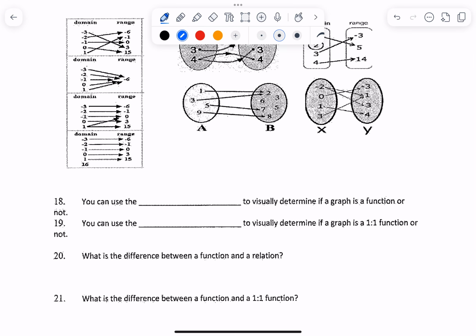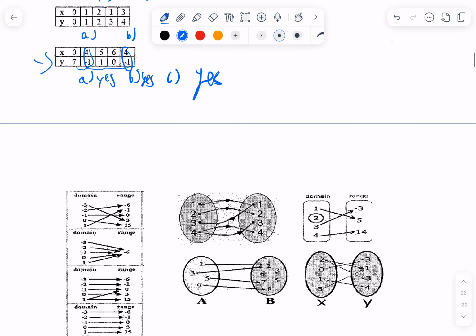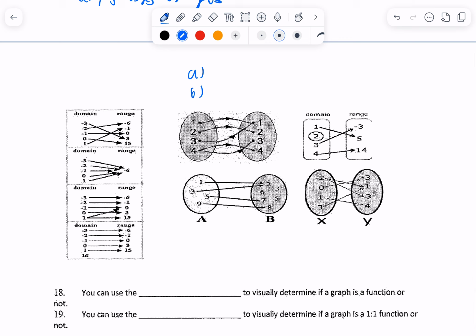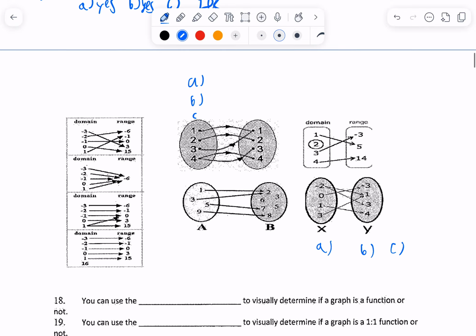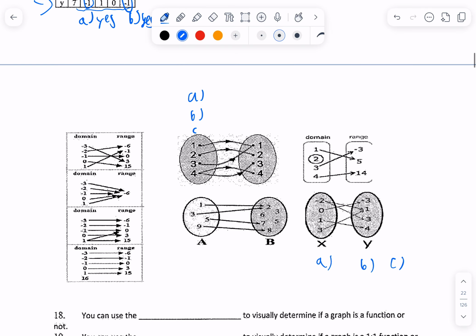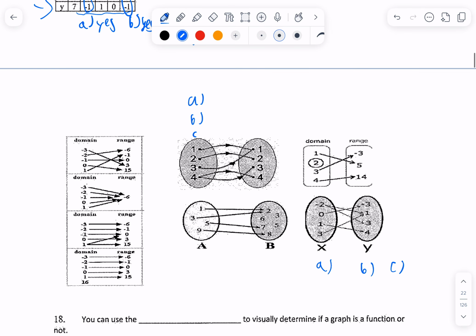Okay. Now we can see over here. A, B, C. We're gonna just skip on down to here also. A, B, C. Okay, 1, 2, 3, 4. 1, 2, 3, 4. So, this is tricky now, because this is where it would be a relation, but not a function.